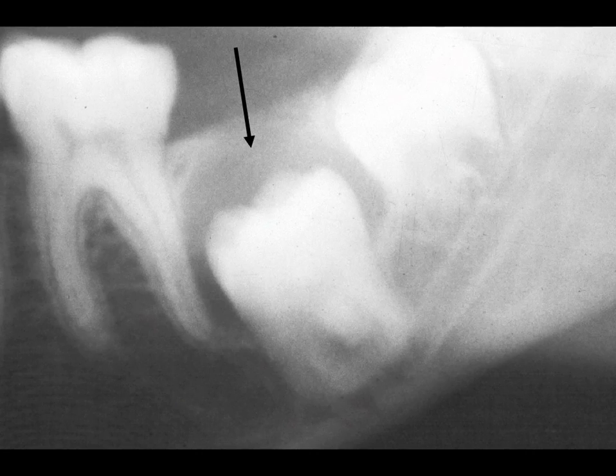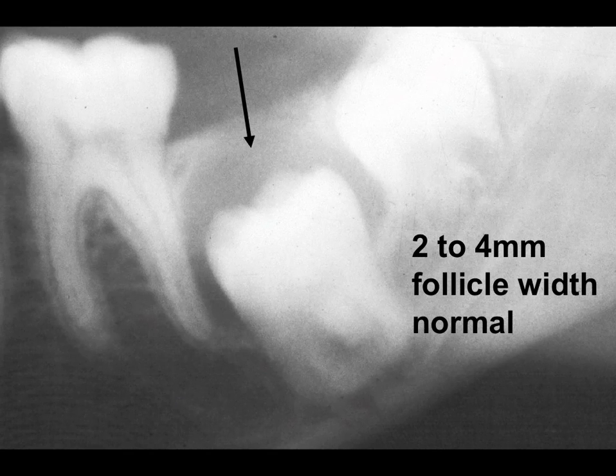When you look at a radiograph of an unerupted tooth, you will see the follicle, and you should expect to see that it is between 2 and 4 millimeters wide from the enamel to the edge of the radiolucency in the bone. Occasionally, particularly around upper canines, the width may be greater, but without there being pathology present. But 2 to 4 millimeters is fairly typical.